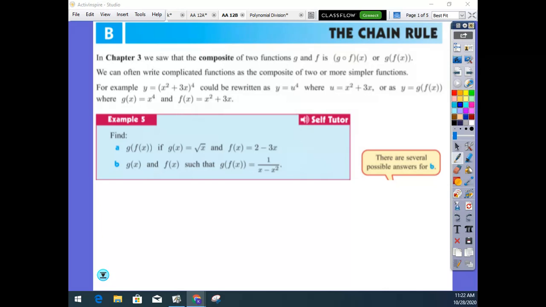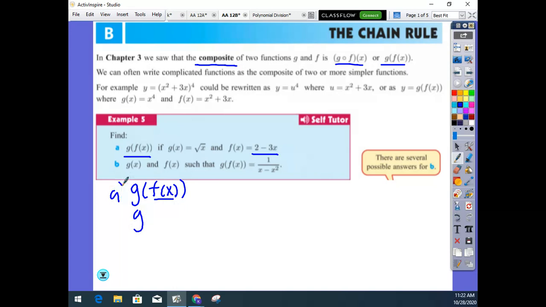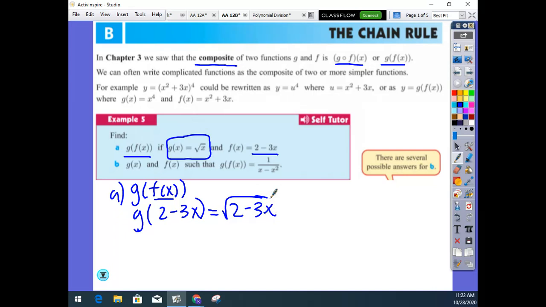We're just going to look at composite functions, your f of g of x, g of f of x, that kind of stuff. So it says find g of f of x. I'm going to replace f of x with 2 minus 3x. Then g of x is the square root of x. So g of 2 minus 3x is the square root of 2 minus 3x. That's really all A is.